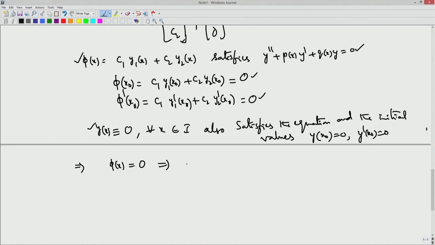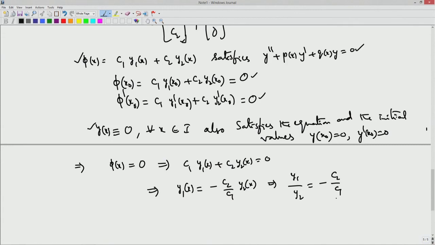So what is phi x? C1 y1 of x plus C2 y2 of x should be equal to 0. That means I can write y1 x equal to minus C2 by C1 into y2 x. That implies y1 by y2 equals minus C2 by C1. So this is a constant.